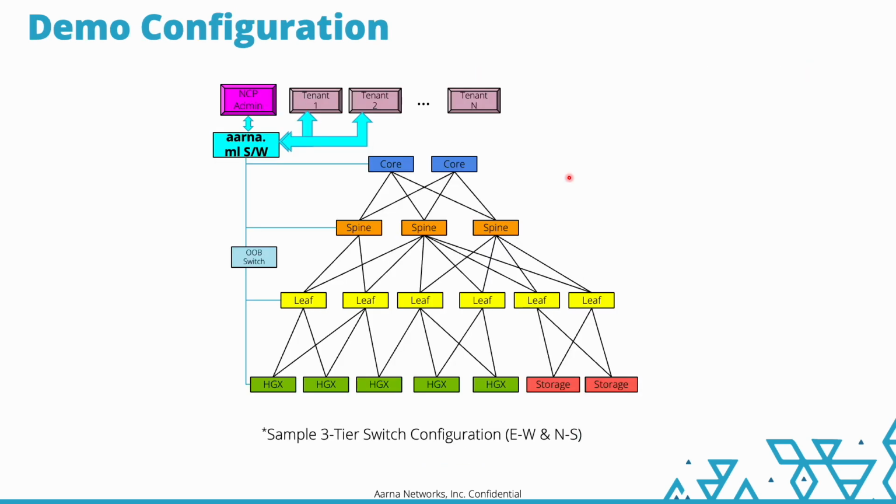This is the typical demo configuration. So what we are going to show you in the demo is one scalable unit, which comprises multi-tier core, spine and leaf switches, multiple GPU nodes, and the external storage servers, and the Aarna software itself sits in a management network.